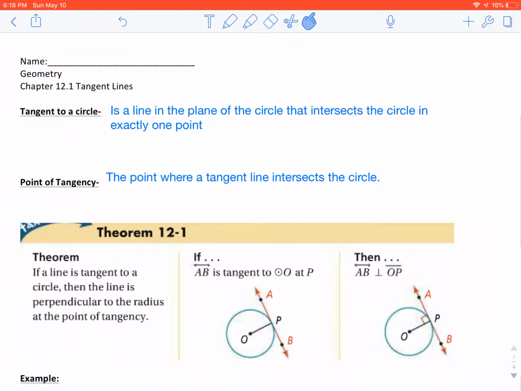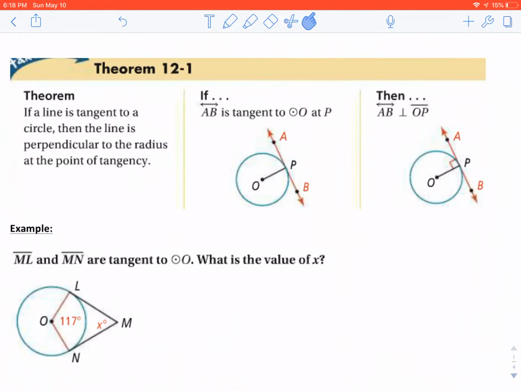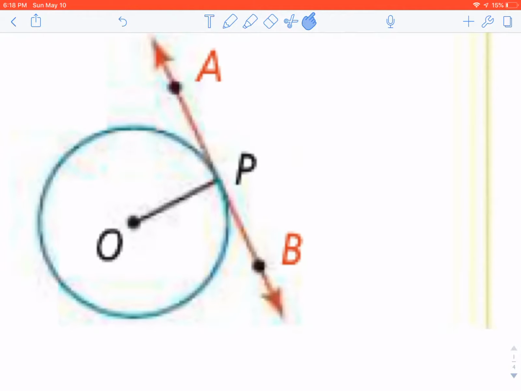So in our first theorem here, if a line is tangent to a circle, then the line is perpendicular to the radius at the point of tangency. In this picture here, AB, the line in red, is our tangent line, and it touches the circle exactly one time at point P.